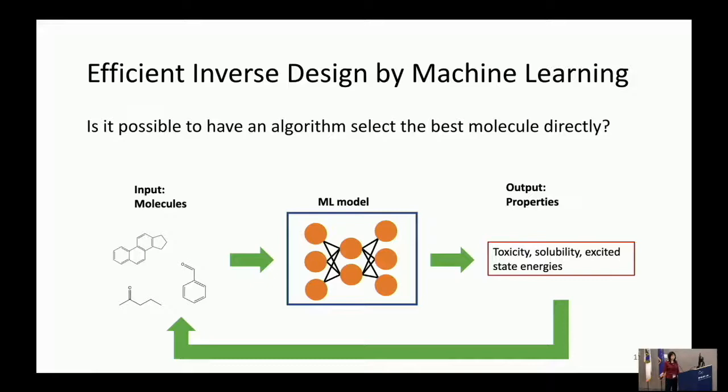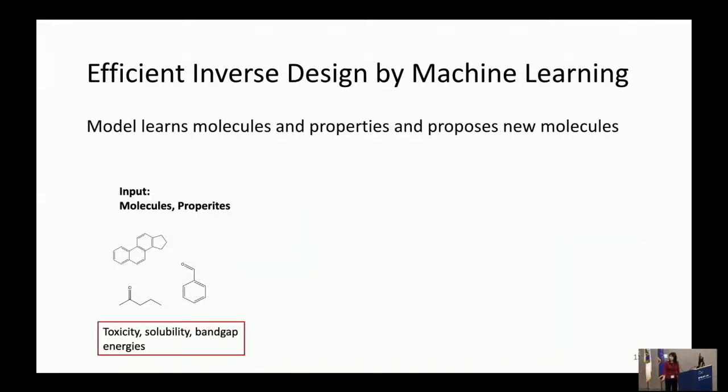But this can be rather slow, right? It might take you some time to realize, after you synthesize it, that, oh, there's an error in your prediction, or, oh, there's some other error. So it would be helpful if you could just generate the best molecules from the beginning, or at least generate the best molecules as proposed by the model first, and see whether you can predict those.